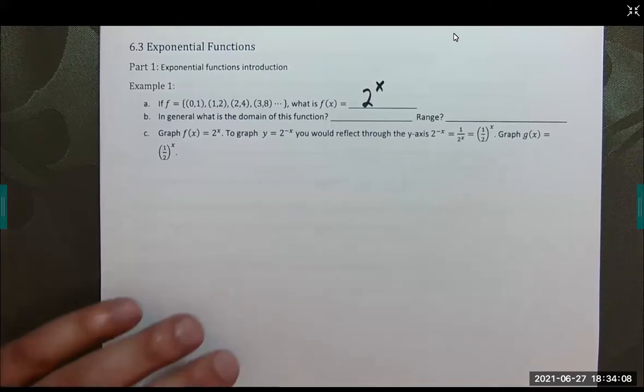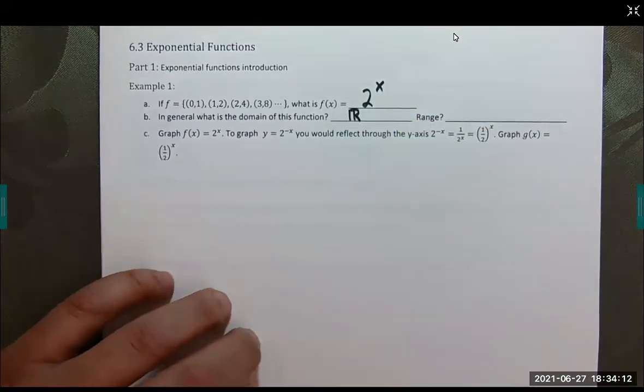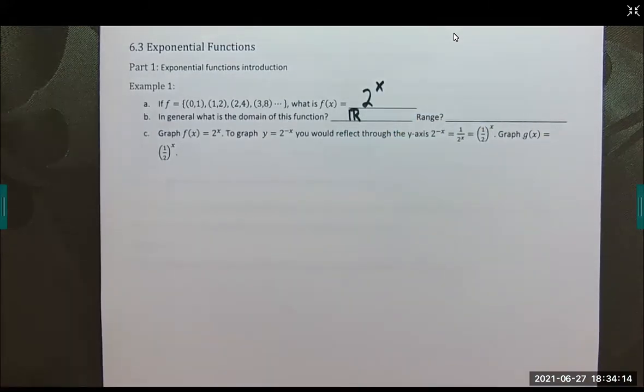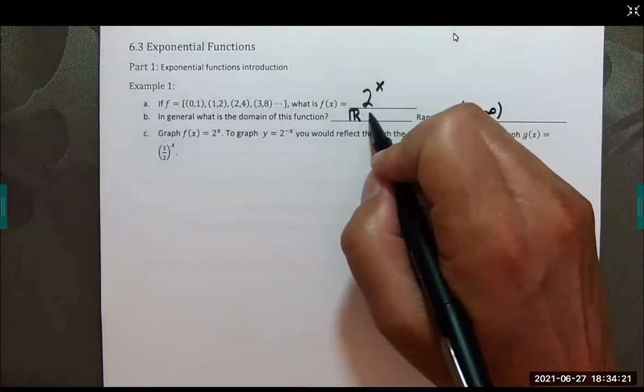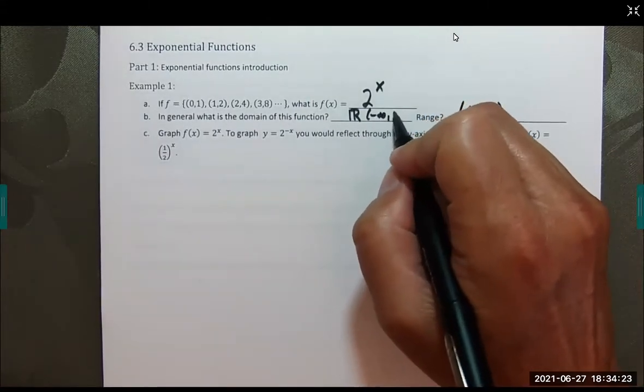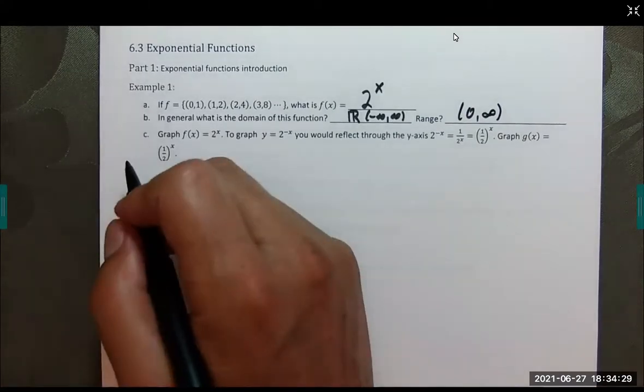In general, the domain of this function is going to be all real numbers. So there are no boundaries, meaning negative infinity to positive infinity. And the range is going to go from 0 to infinity. So let me put this in that notation. And we are going to do a couple of graphs, and let's set up an XY table.